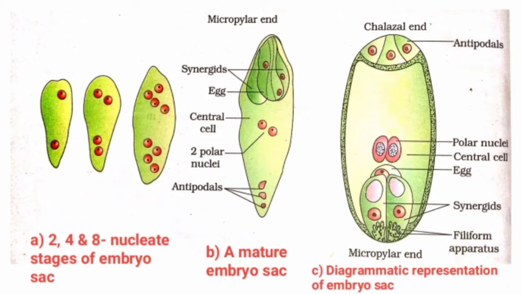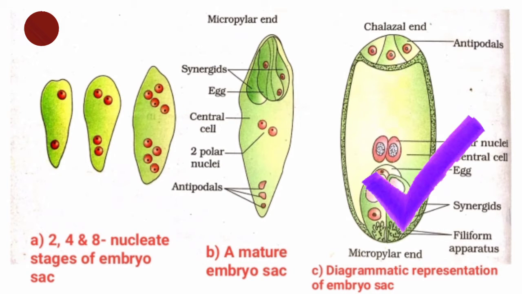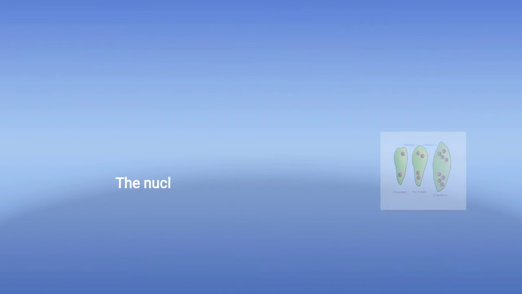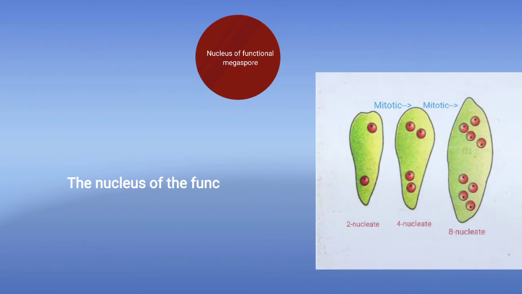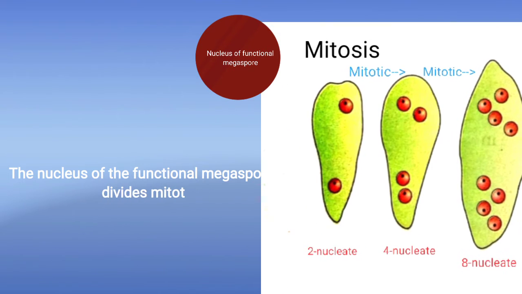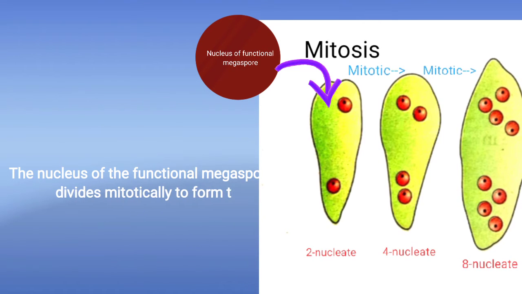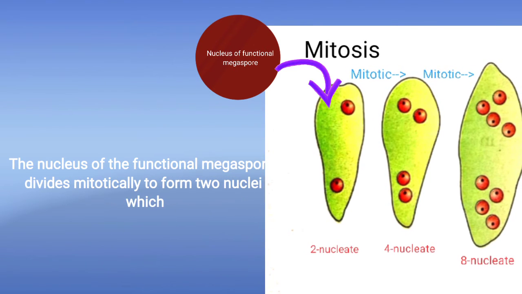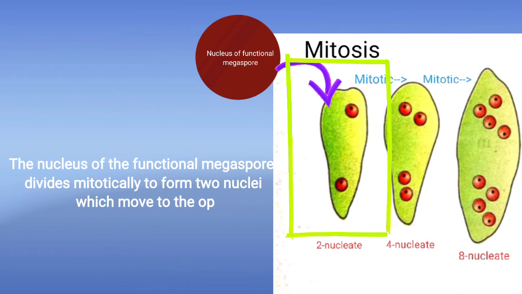Now let's see how the embryo sac develops from one megaspore. Suppose this is the functional megaspore; we will discuss how it develops into an embryo sac, step by step. First of all, the nucleus of the functional megaspore divides mitotically to form two nuclei, which move to the opposite poles, forming the two nucleate embryo sac.